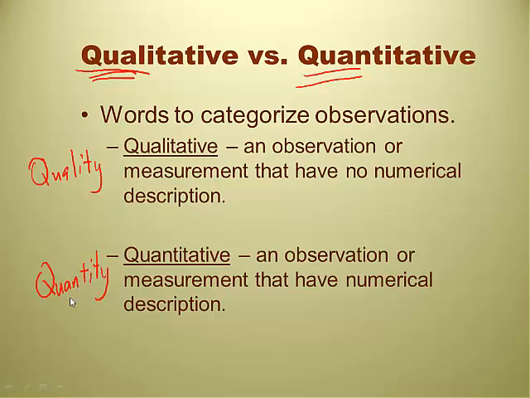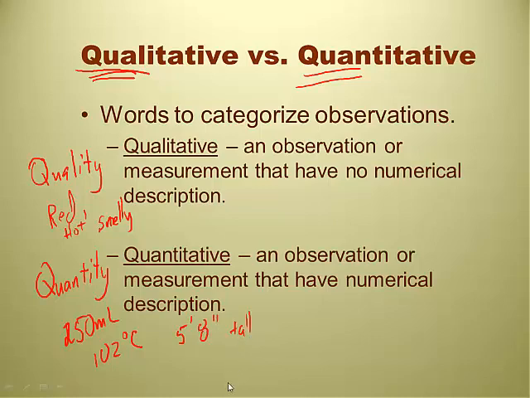Quantity. That Q for some reason just looks odd. But quantities are things that have numerical values. So red or hot or smelly, as Mrs. Goswish put it, are all qualities. But quantities, like we wrote one down before, 250 milliliters, 102 degrees Celsius, 5 foot 8 inches tall. Hey, how do you like that?